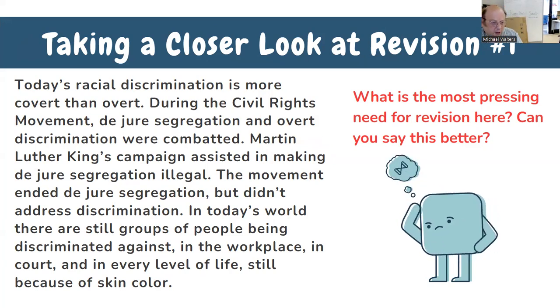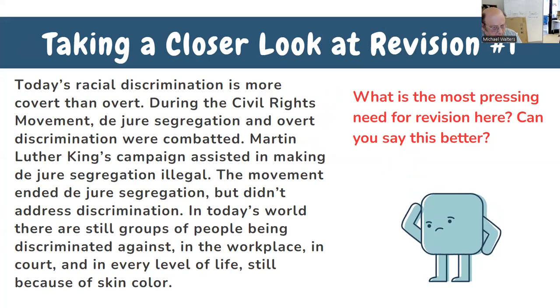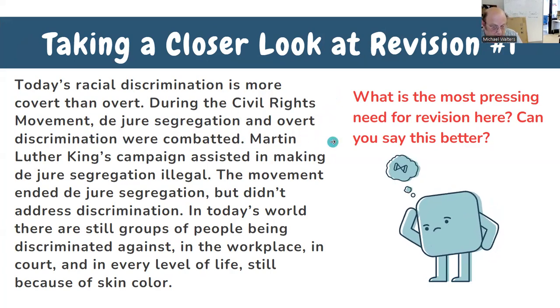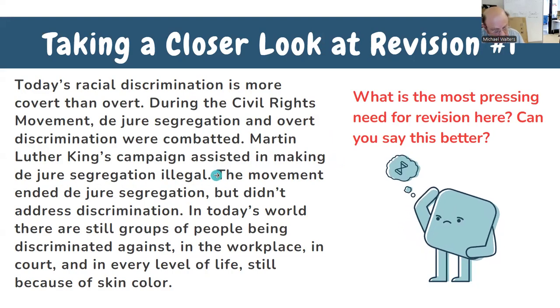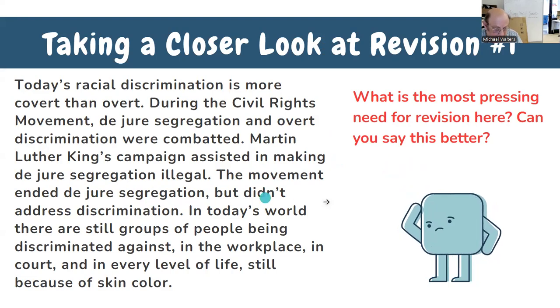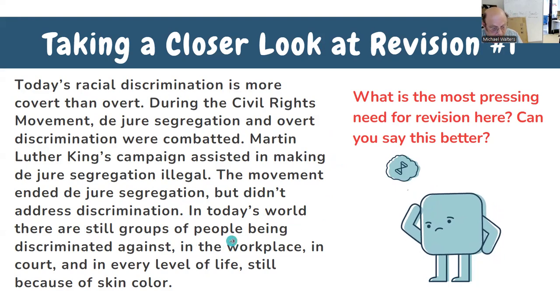Okay. So we're looking at the first revision where it says today's racial discrimination is more covert than overt. During the civil rights movement, de jure segregation and overt discrimination were combated. Martin Luther King's campaign assisted in making de jure segregation illegal. The movement ended de jure segregation but didn't address discrimination. In today's world, there are still groups of people being discriminated against in the workplace, in court, and in every level of life, still because of skin color.